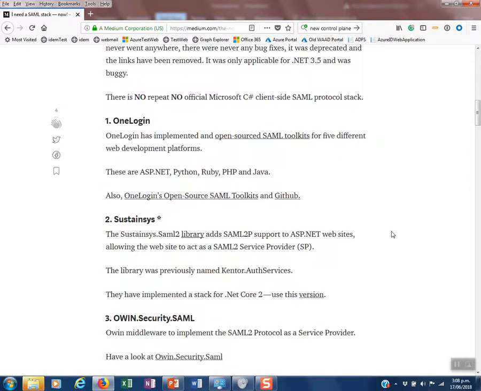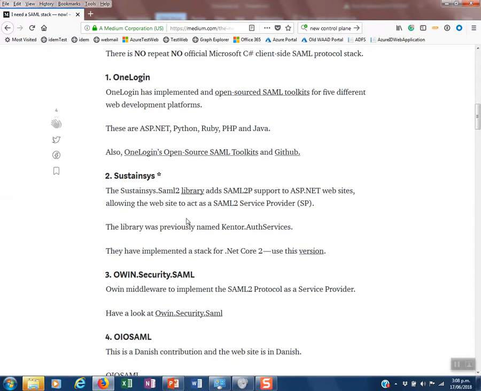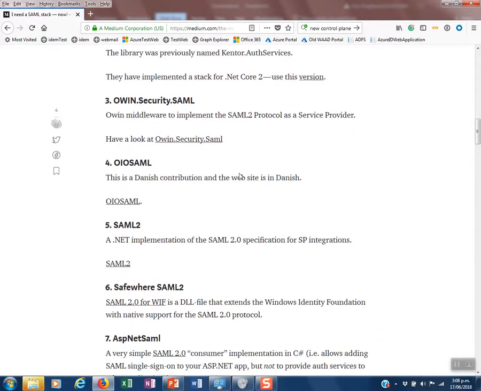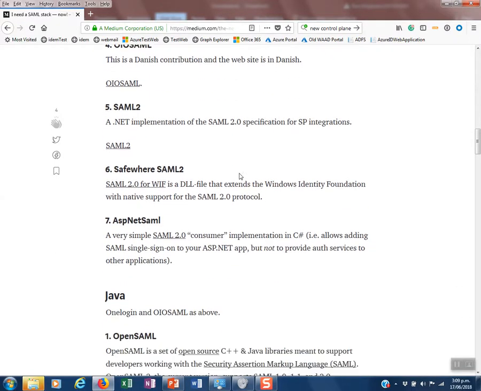We have a few others around there. We've got the one from OneLogin. We've got the one from SustainSys that used to be called Kentor Auth Services. The ones with an asterisk are ones that I've used, and it does support .NET Core. Again, that's a good one. We've got some other ones that you can read about. I haven't used any of them.